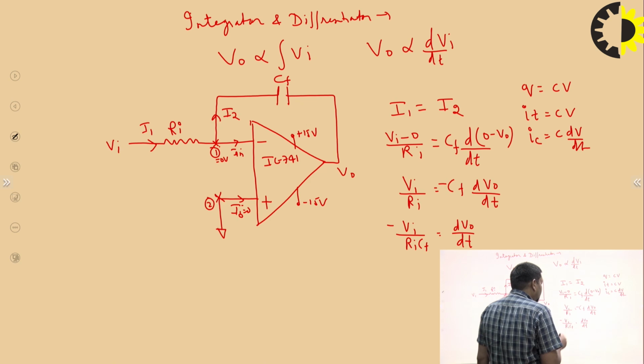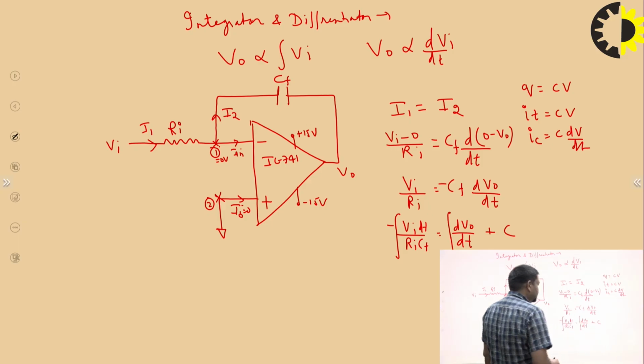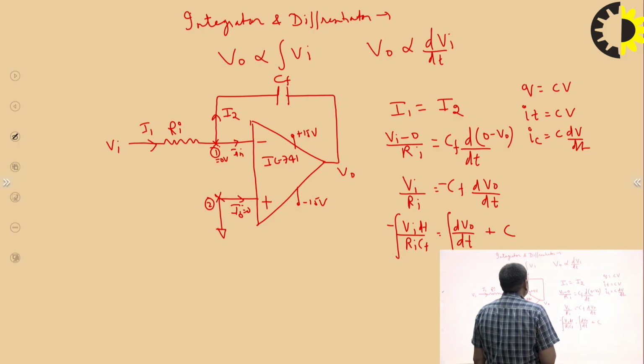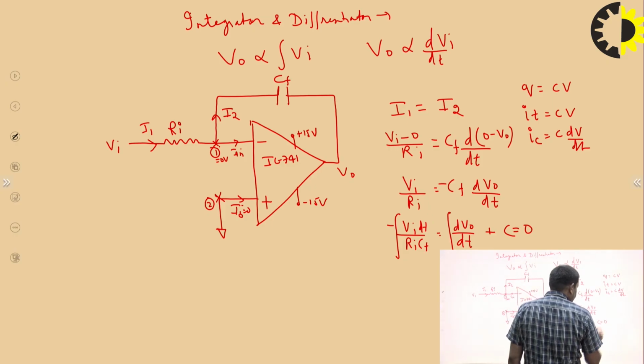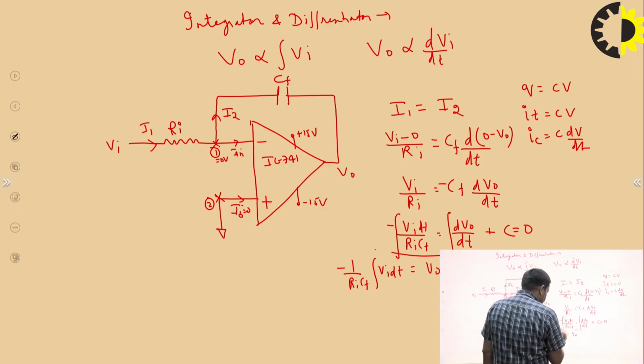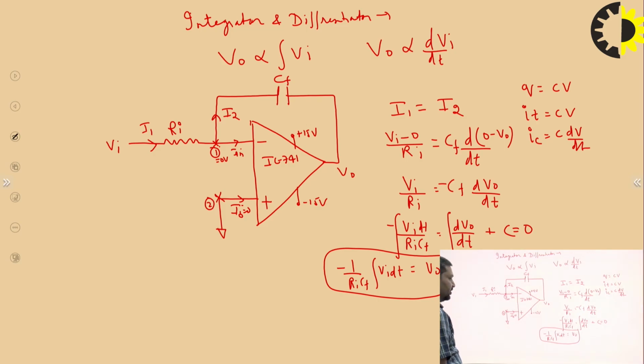We want V0 as a function of Vi, so integrate both sides with respect to t, plus C, the arbitrary constant. If the capacitor is initially totally discharged, this arbitrary constant should be 0, and V0 is equal to minus 1 upon Ri CF integral Vi dt. This is the relation between the output and the input. If the op-amp works as an integrator circuit, V0 is equal to minus 1 upon Ri into CF integral Vi dt.